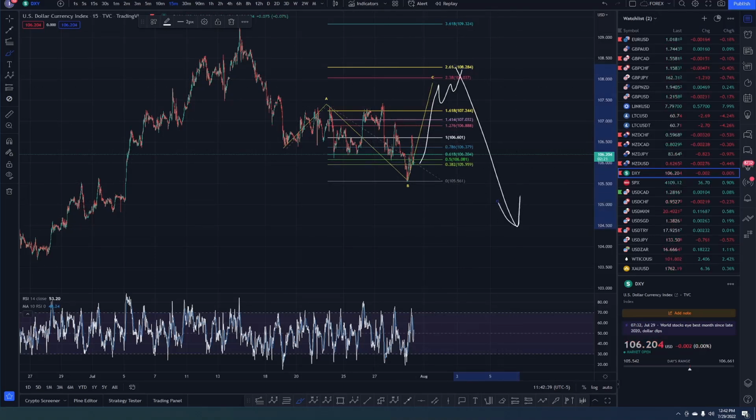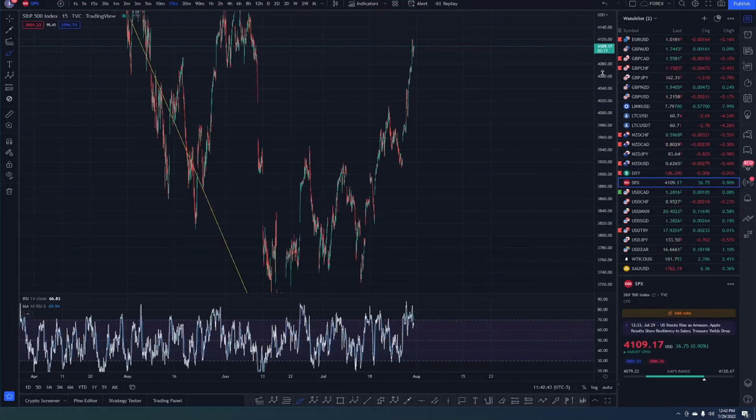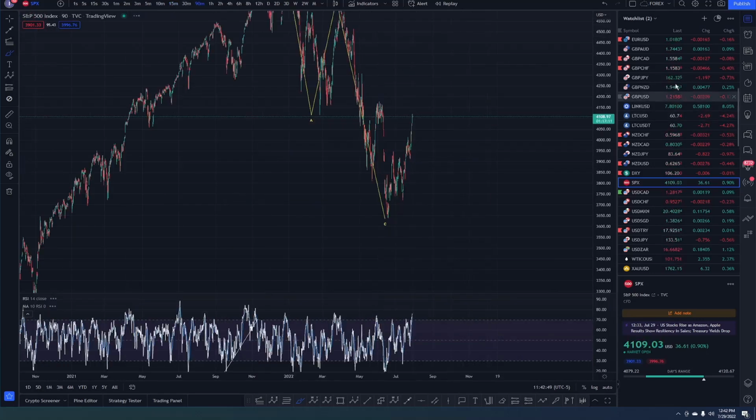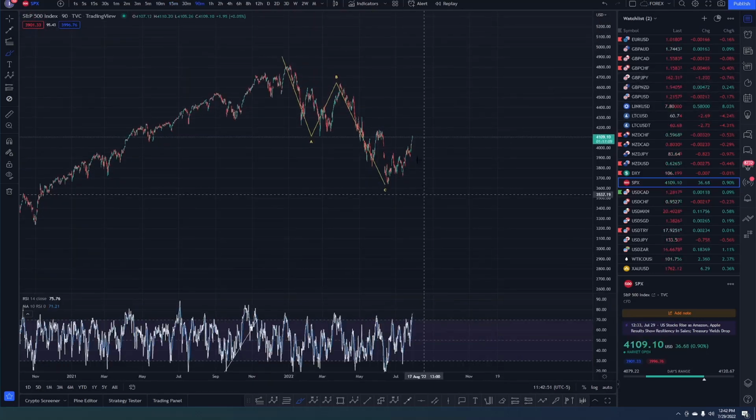I am also very bullish on the S&P. I've been bullish. If you've been watching my videos for a little while, I have been calling this bullish wave to the upside on the S&P. Let me know in the comments if you remember those videos when I said I was bullish on S&P.